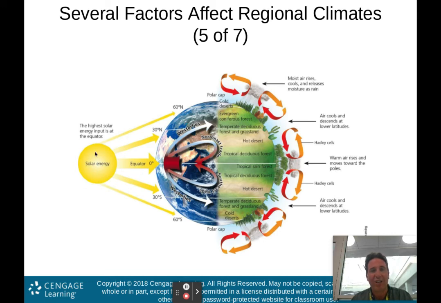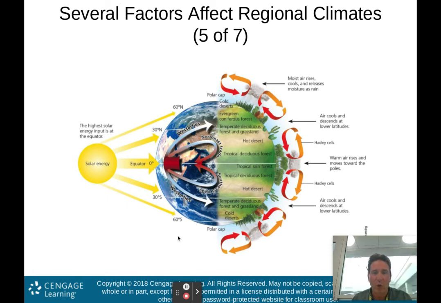Same thing with the Earth's tilt. Remember, the highest solar energy input is at the equator where you have a 90-degree angle, right? From the sun's energy intercepting the Earth at a 90-degree angle. That gets the most intense sunlight that you can get. So at the equator, most of the season, it's near that 90 degree or straight up and down. Here it says 0, but it's really straight up and down, okay?